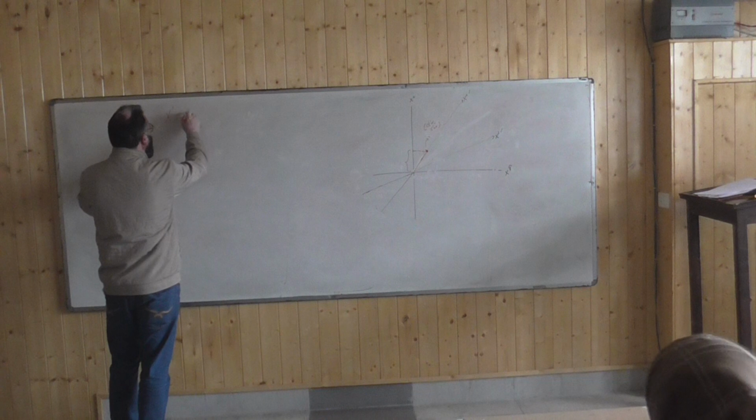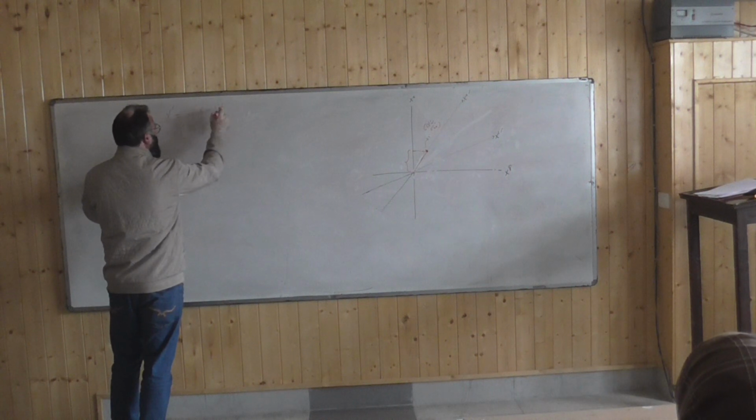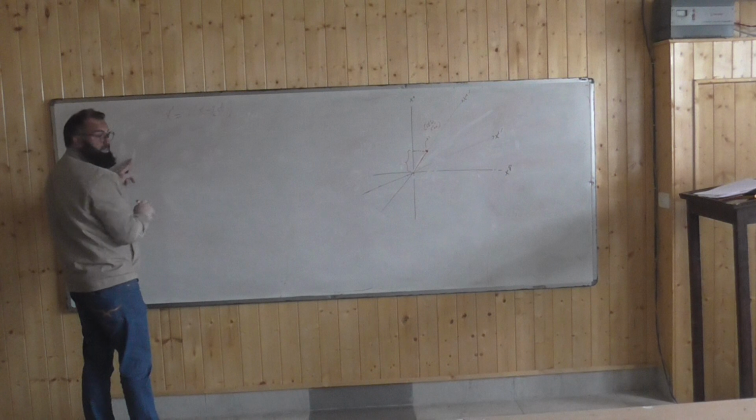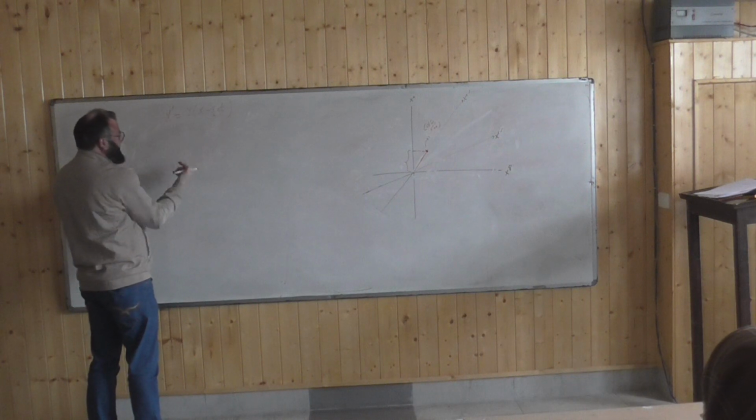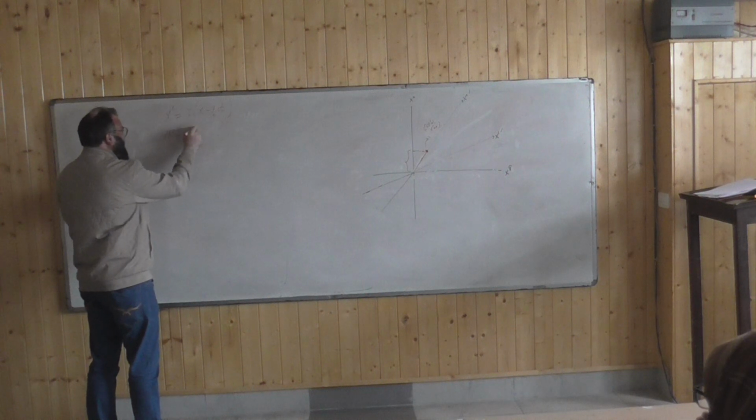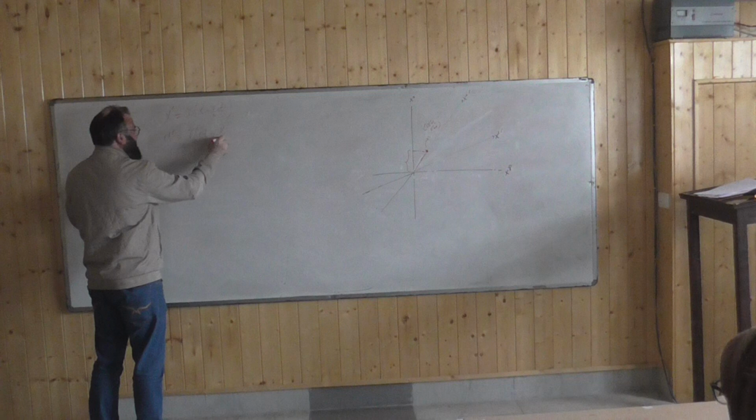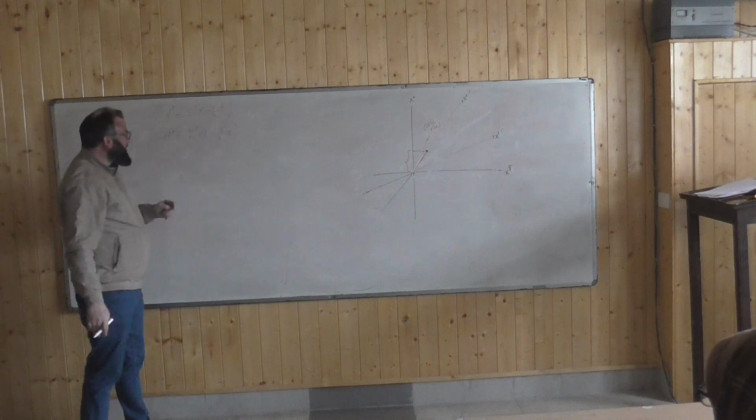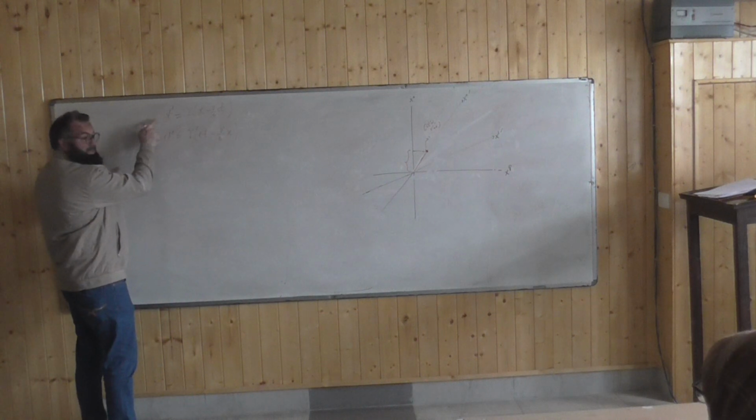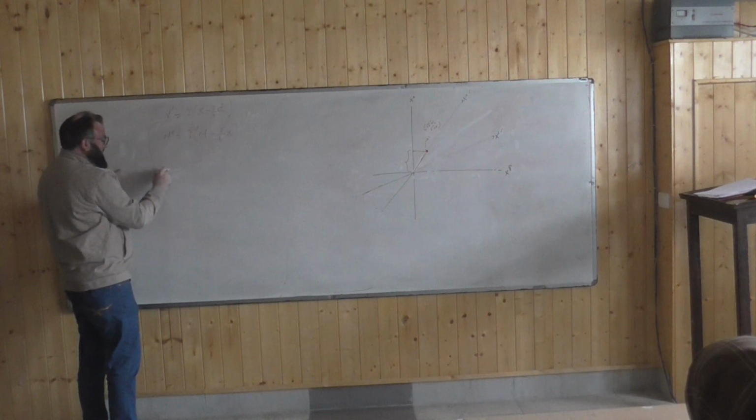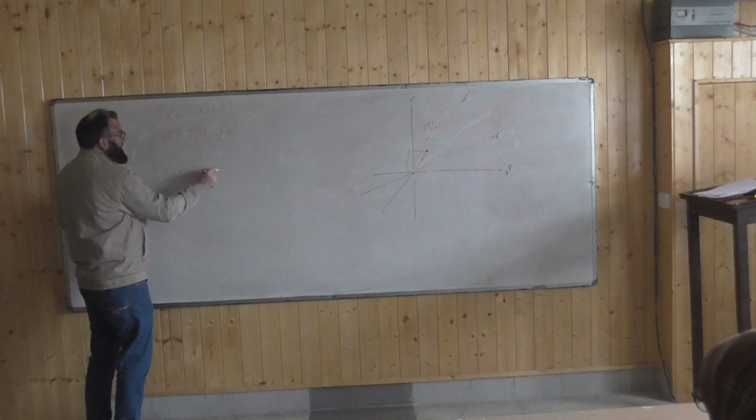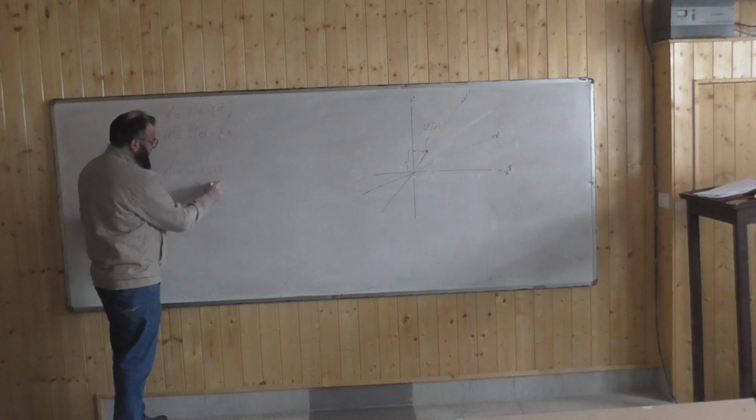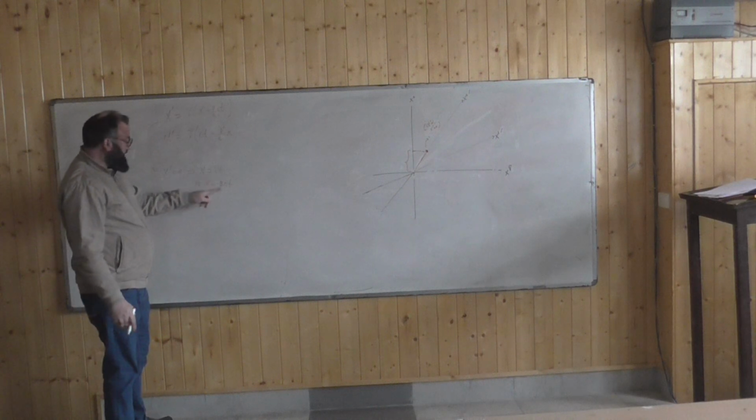You have x prime is equal to gamma into x minus vt. Let me write it as v by c into ct. And ct prime is equal to gamma into ct minus v by c square x. Sorry, it will not be v by c square, it is v by c. Now tell me, what is our x prime? It is 0. So x prime is equal to 0. What does it yield? x is equal to vt, or I can write x is equal to beta ct, simply because beta is v by c.